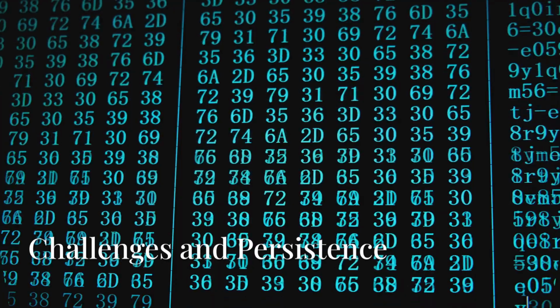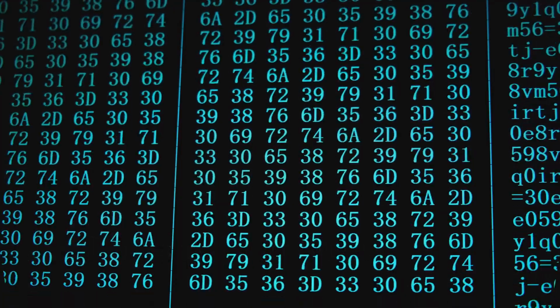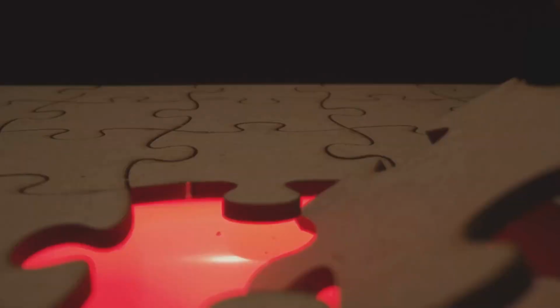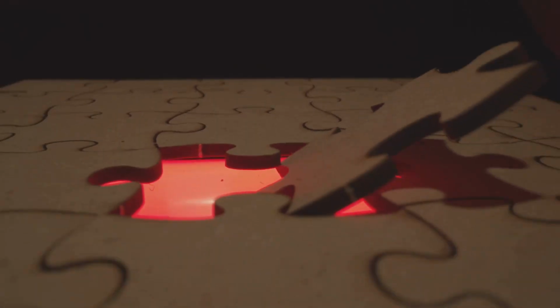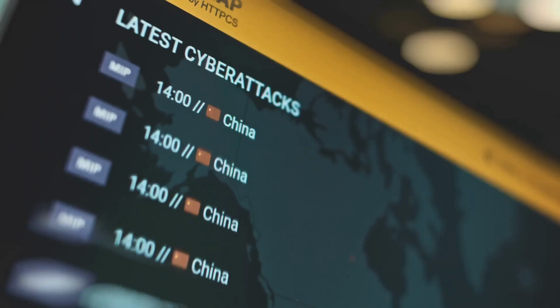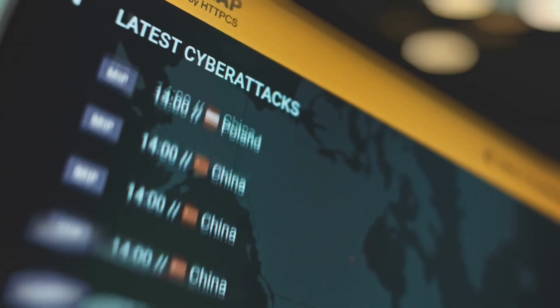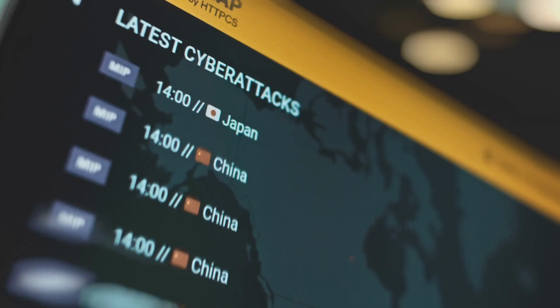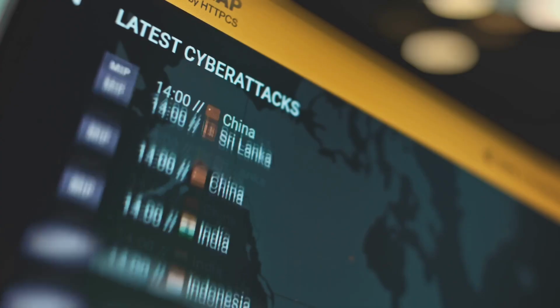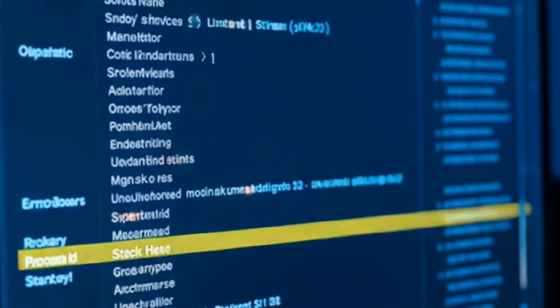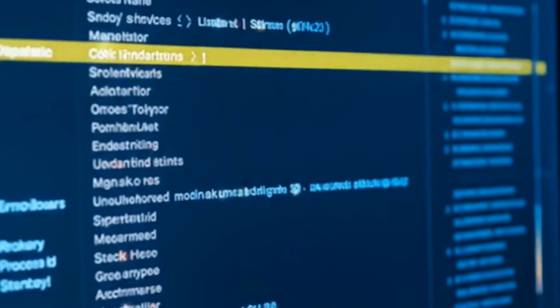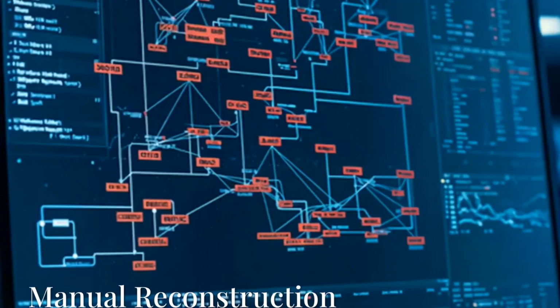One of the biggest hurdles in analyzing this malware is its missing headers in memory dumps. It's like trying to solve a puzzle without having all the pieces. Without these headers, traditional forensic tools really struggle to reconstruct the executable, making discovery incredibly difficult. It's a real challenge, but one that cybersecurity experts are constantly working to overcome.